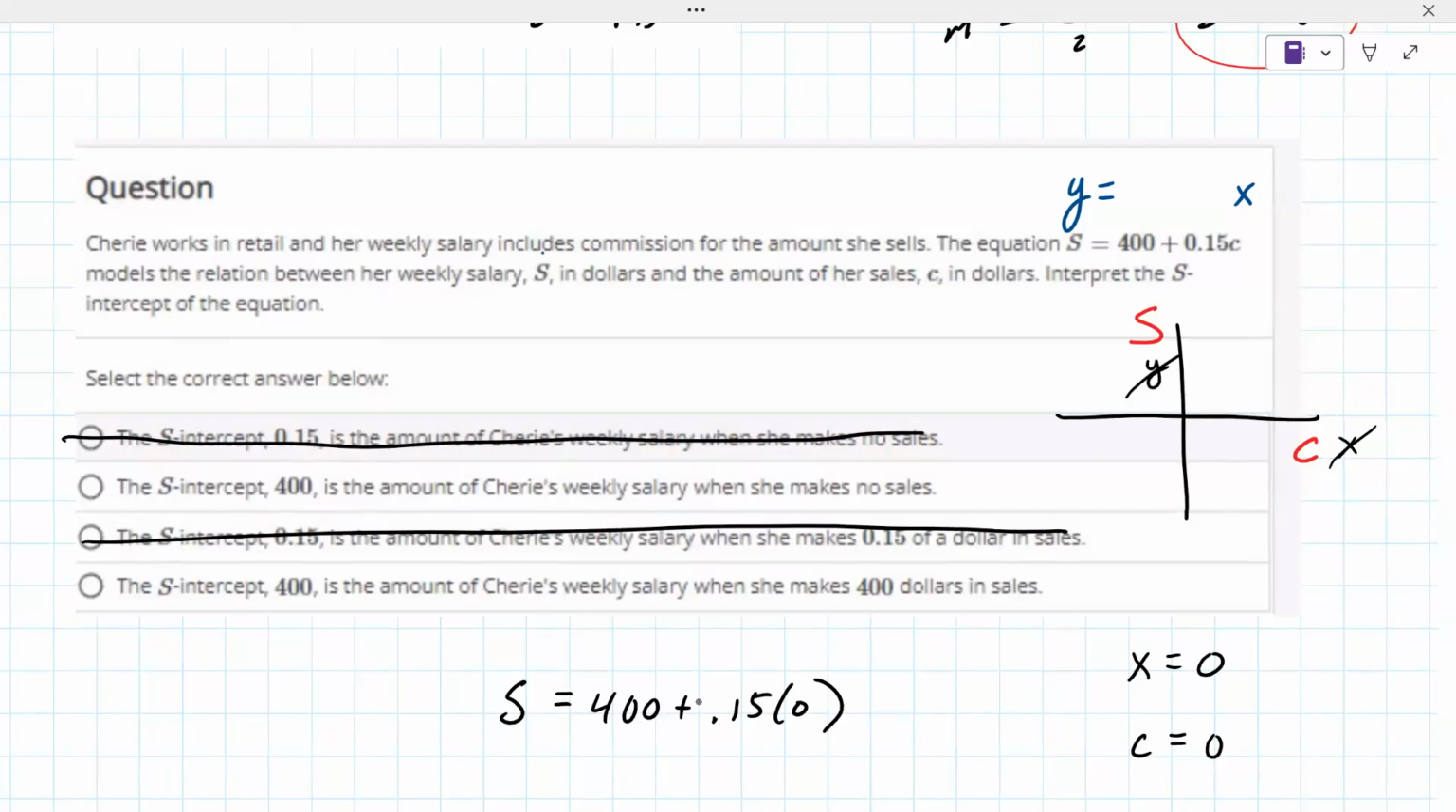Which one says 400, but refers to the fact that she's made no sales? Second one? You mean letter B? This one here? Yes. Yes. And you do get problems like that on your test. They always like it to have an interpret question there.